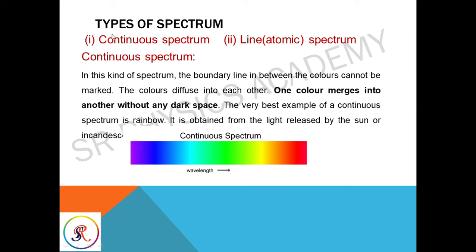So a continuous spectrum means one color merges into another without any dark space. This is the important point about the continuous spectrum. One color merges into another without any dark space. The best example is the rainbow.